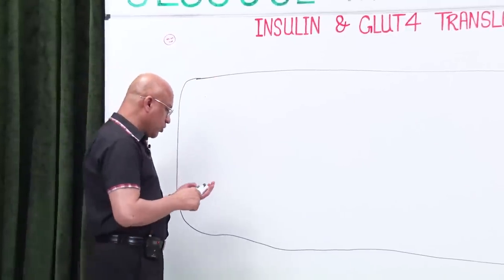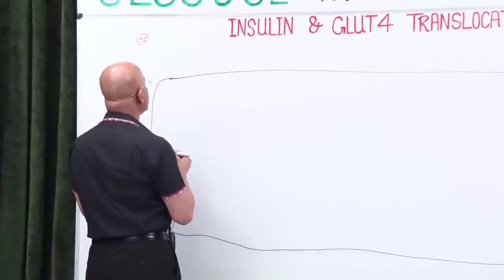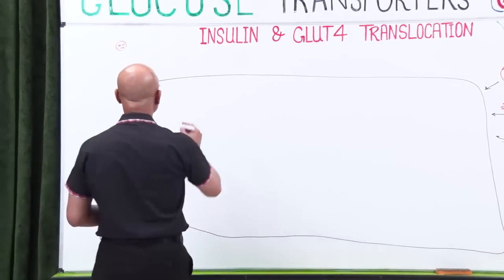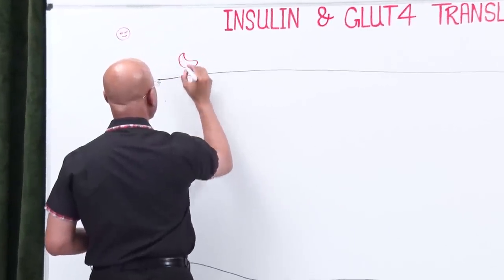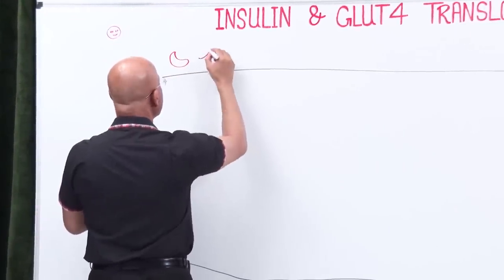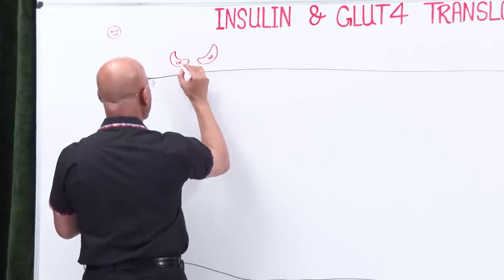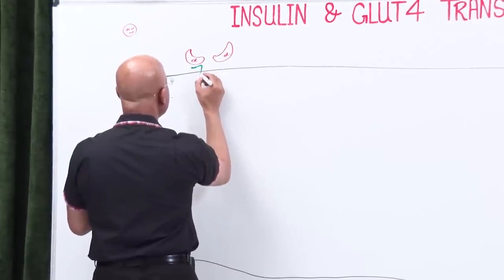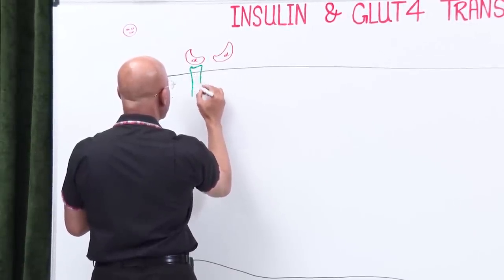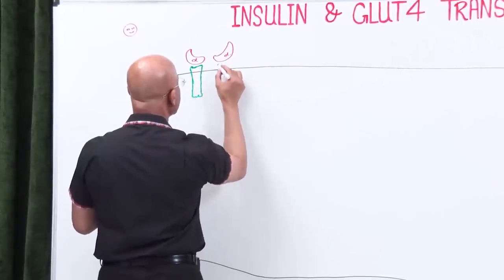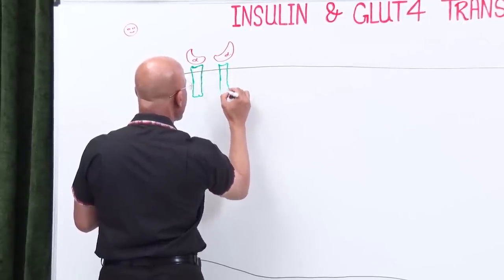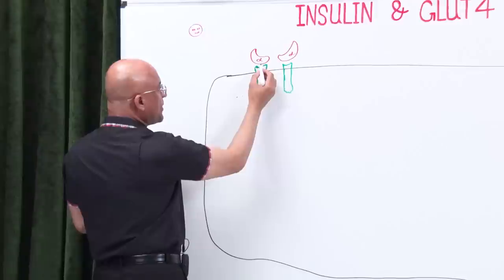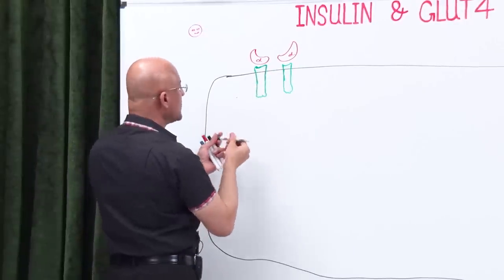Now, what is the structure of the insulin receptor? Basically, it's a tetramer. It is made of four peptide chains. There is one alpha chain here, and there is another alpha chain here, alpha peptides, and these alpha peptides are linked with, what is this? Beta chain. What is this? Beta chain. Now, one alpha chain and one beta chain together is called a dimer.